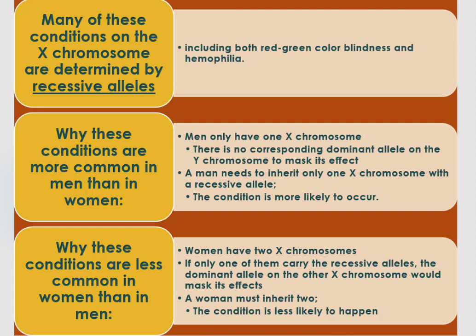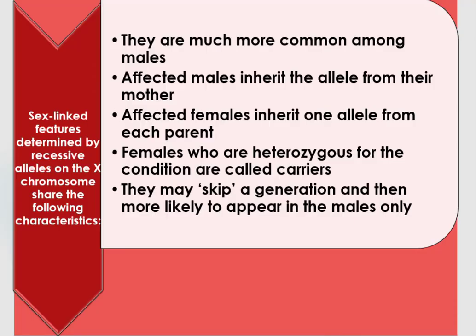In other words, why are these conditions less common in women than men? Women have two X chromosomes. If only one of them carries the recessive allele, the dominant allele on the other X chromosome would mask its effect. A woman, to be affected, must inherit two. So this condition is less likely to happen in women.